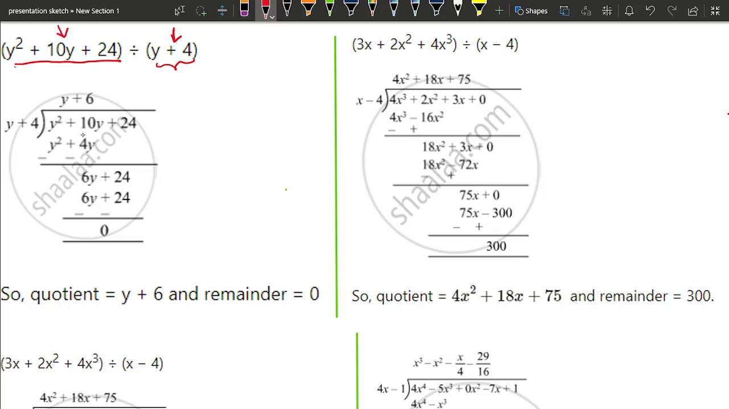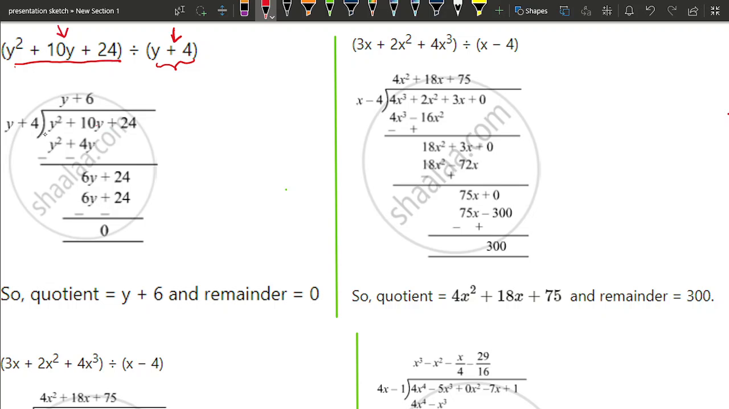As I said earlier, the first thing is to observe the order. All the terms of the dividend should be mentioned in descending order of power. That is, as you can see here, y square plus 10y plus 24. So there is a descending order of power, because if this order is not correct, then you cannot carry on with the division process. That is what I would like to remind you of.